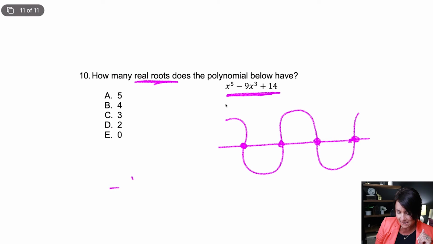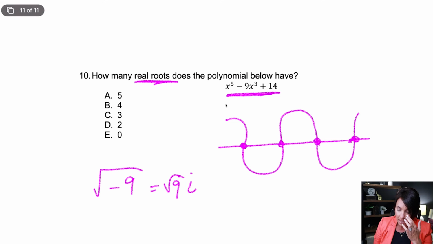Remember when I said, I think it's part 2, where we talked about imaginary numbers. When you have a negative, let's just say it's -9, the square root of -9 actually equals an imaginary number because you pull out the i and you get the square root of 9i. And so we're looking for real roots here. And if you were to factor this by hand, you would actually get 2 imaginary roots, and we don't want to factor it by hand because you could totally mess it up. But you would get 2 imaginary roots and then you would get 3 real roots. But let me show you how this works in your graphing calculator.